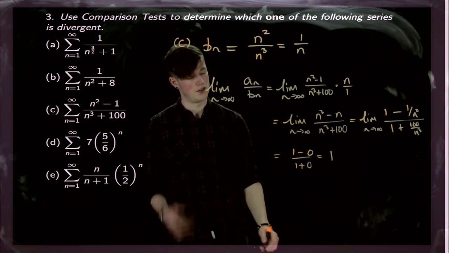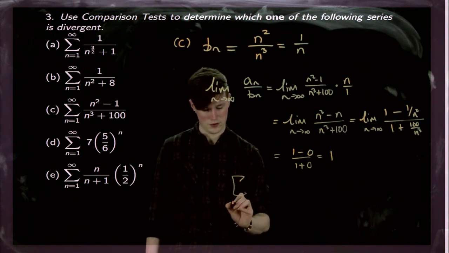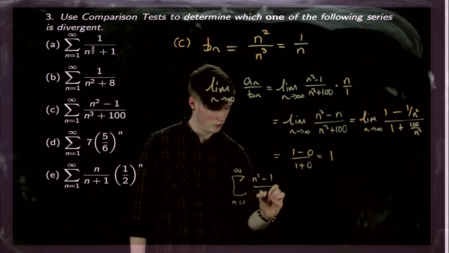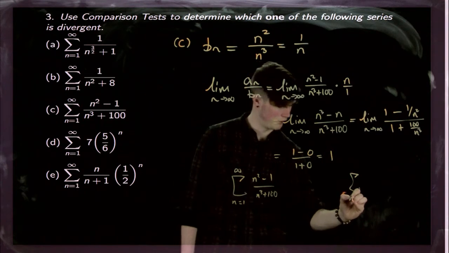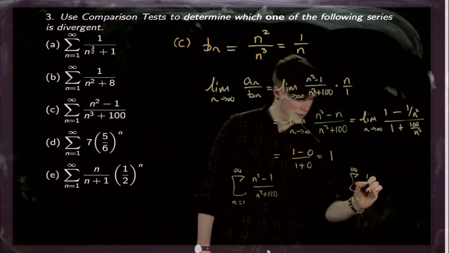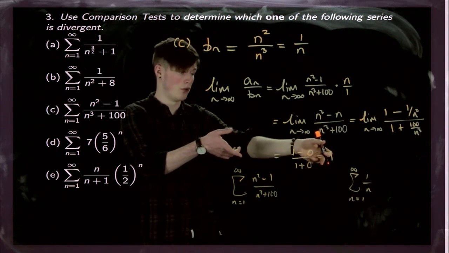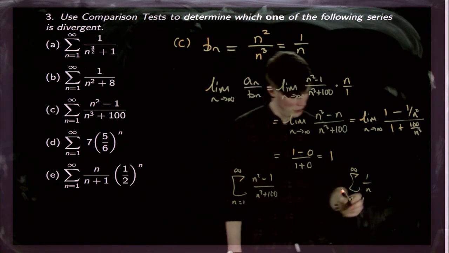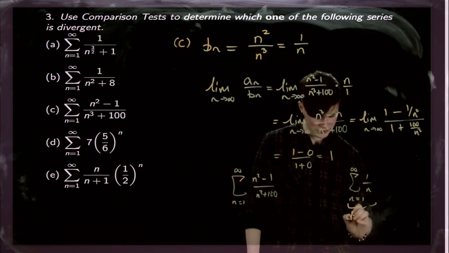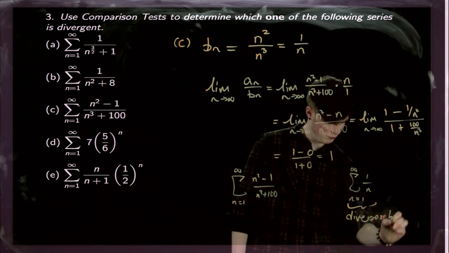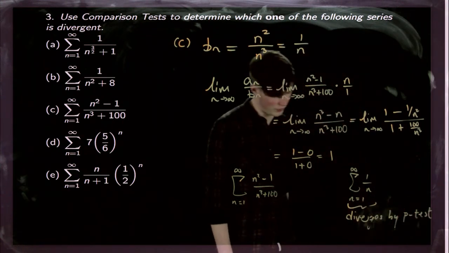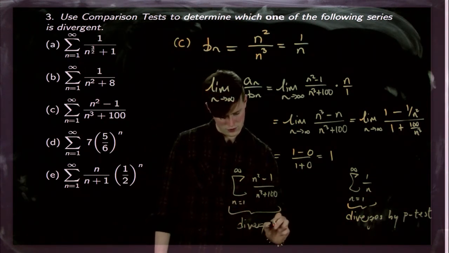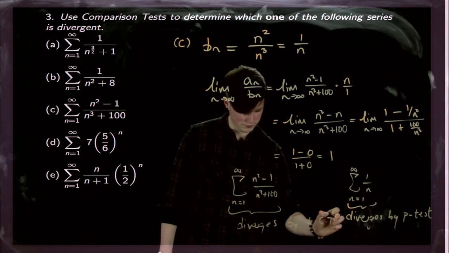Now, the limit comparison test then tells us that if we look at these two, the sum from n equals 1 to infinity of (n squared minus 1) over (n cubed plus 100), and the sum from n equals 1 to infinity of 1 over n, because we've got this finite positive number greater than 0, either both of these converge or both of these diverge. But by the p-test, we know that this diverges. So diverges by p-test. Okay? So we have now that this diverges by the limit comparison test.